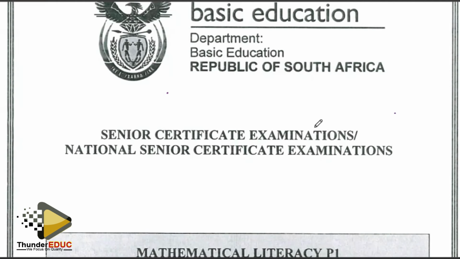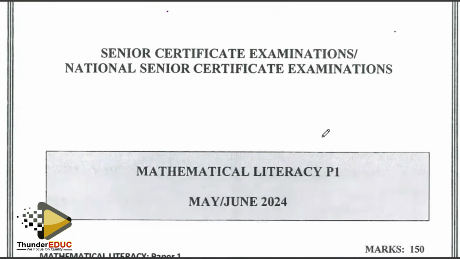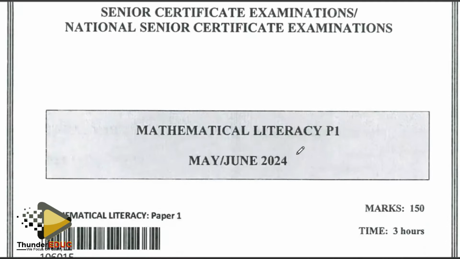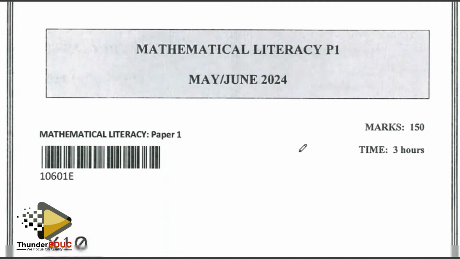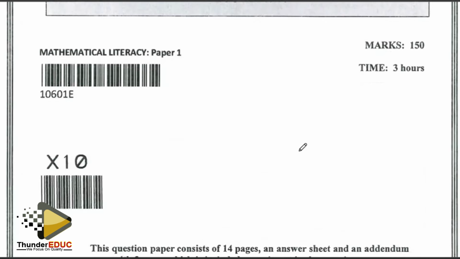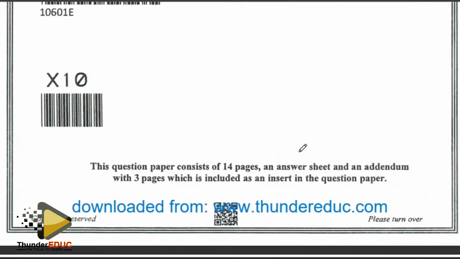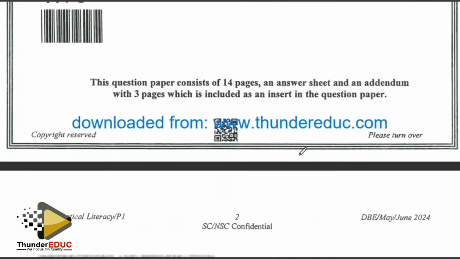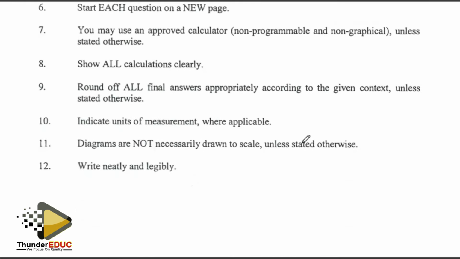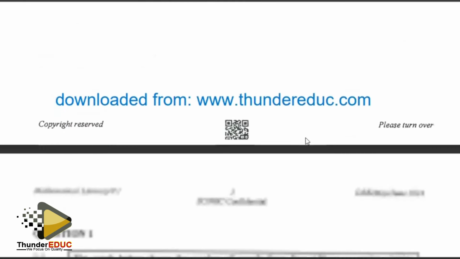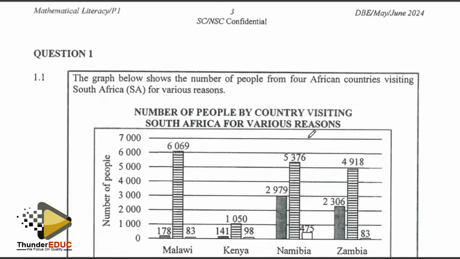Let's look at the National Senior Certificate examinations, 2024, May/June, Mathematical Literacy Paper 1, which was written today, the 3rd of May 2024. You look at the instructions and go through them when you sit for this paper. All right, question number 1.